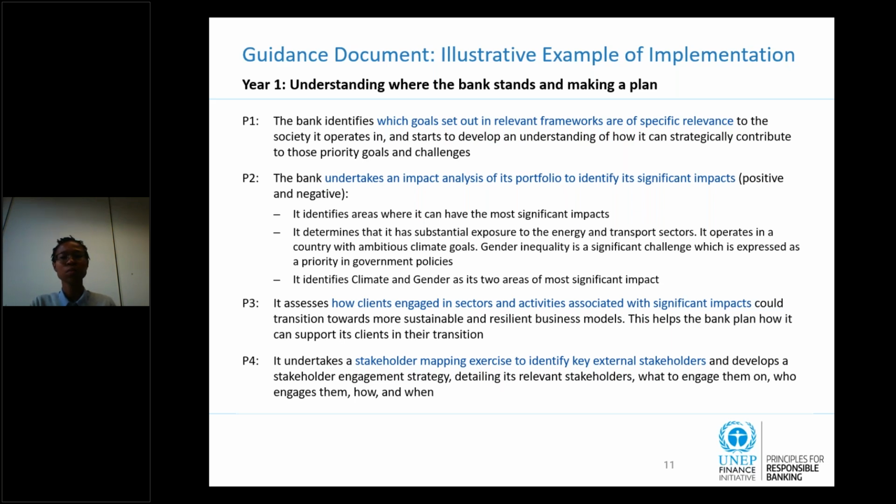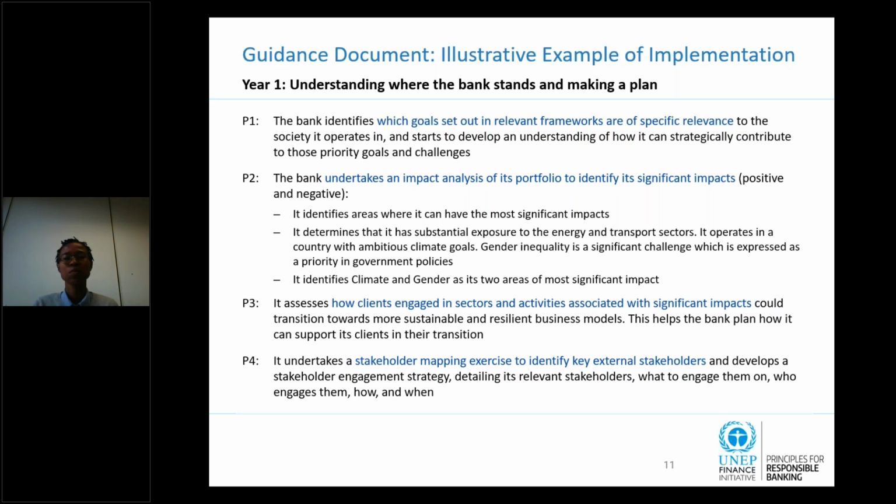On to principle 3, which is about clients and customers. So this bank is looking at how its clients are engaged in sectors and activities associated with significant impacts, and how it could transition to more sustainable and resilient business models. So this is around what role this bank can play in helping its clients transition around energy, but also climate change in particular, as well as around making progress on gender and gender equality.